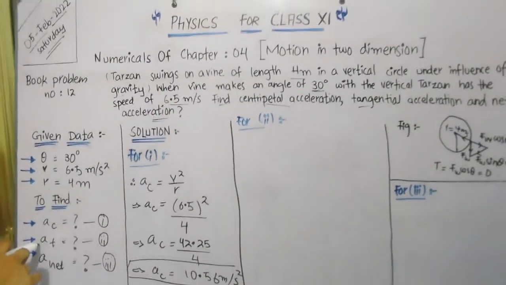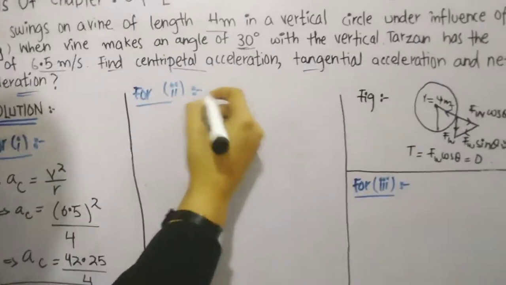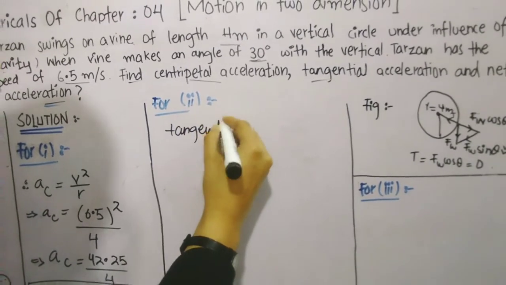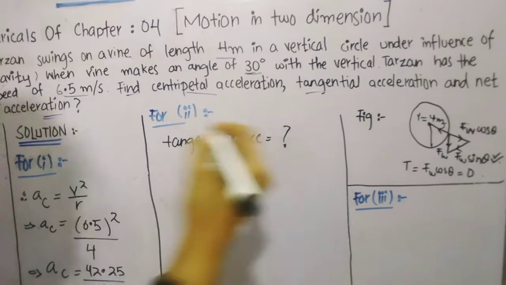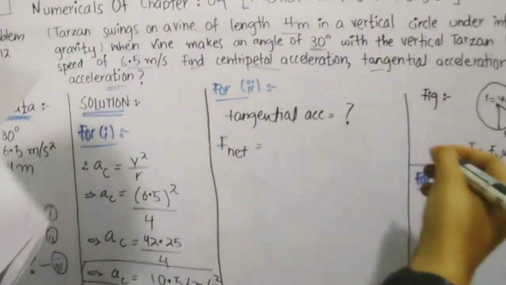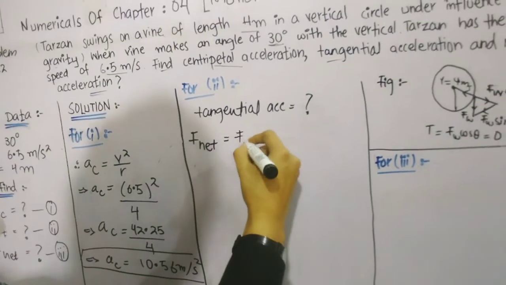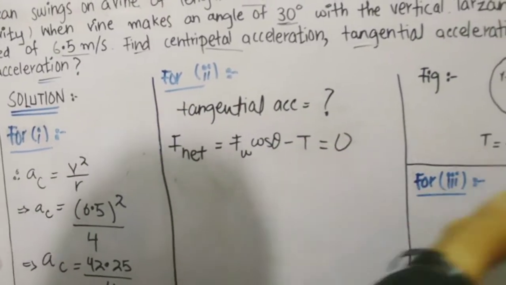The second part, they ask us for the tangential acceleration. Now you think that we can find the tangential acceleration by a formula, but the problem is we don't have an authentic formula for tangential acceleration. So we're going to use the help of the diagram. Here we know that F net means all forces. What is the effective force component?